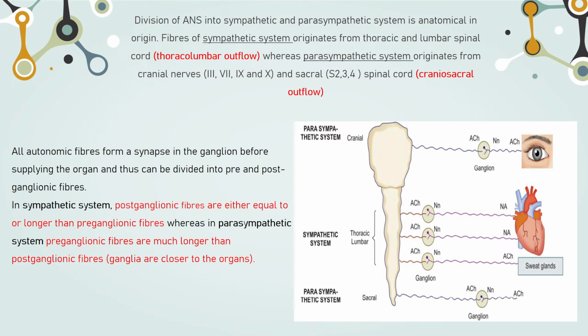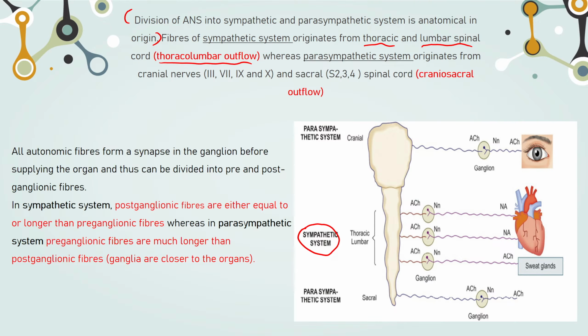A division of the ANS. How do we divide it? It is anatomical in origin. Fibers of the sympathetic system originate from the thoracic and the lumbar spinal cord, and therefore they are called the thoracolumbar outflow. The sympathetic system, its autonomic nerve fibers originate from the thoracic and the lumbar spinal cord. Therefore, it is called thoracolumbar outflow.